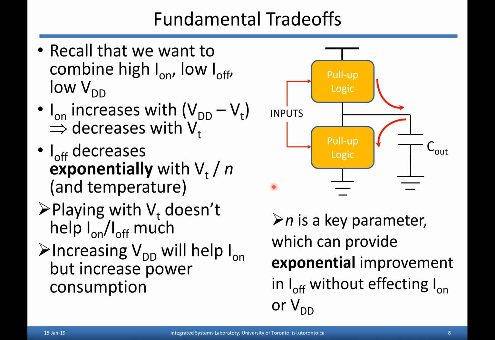But we'll also see that, right, if we have a higher V_T, then we're going to have less overdrive voltage, so we're going to have less on current. On the other hand, the off-state leakage decreases exponentially with V_T over N, and also depends on temperature. So the problem with V_T is that if we increase it, we get better leakage, but worse on current. If we decrease V_T, we get more leakage, but more on current. So it's hard. We can't really win too much by playing with V_T. It's just a trade-off between on current and off current.